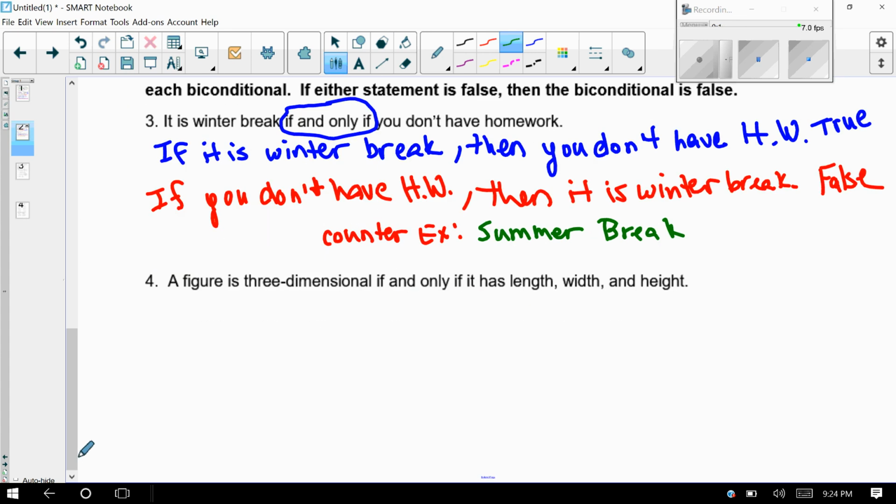Try it out. I'll rewrite the conditional and the converse, and then tell me if both are true.